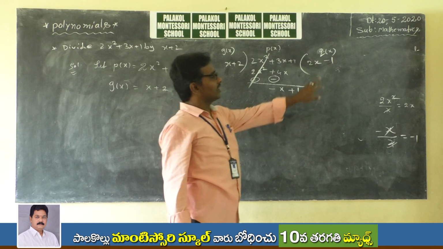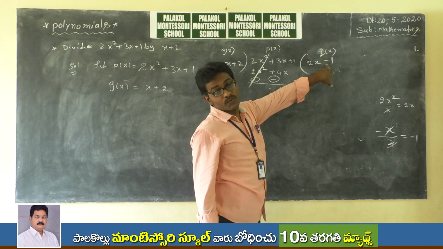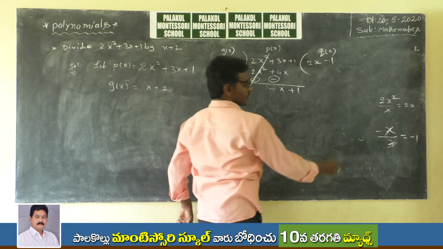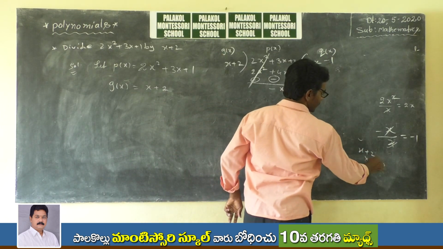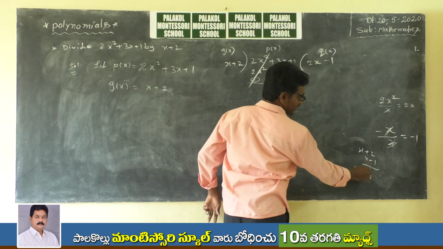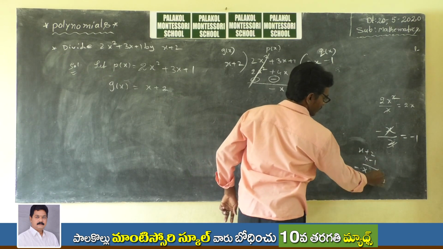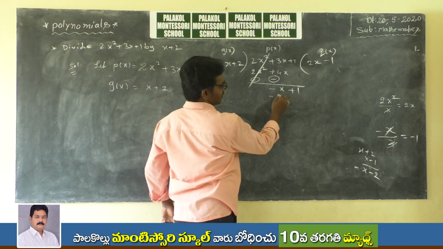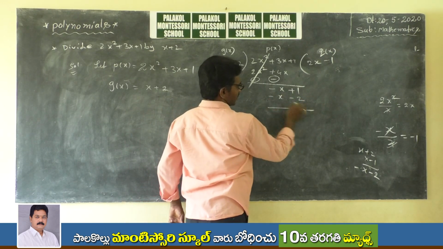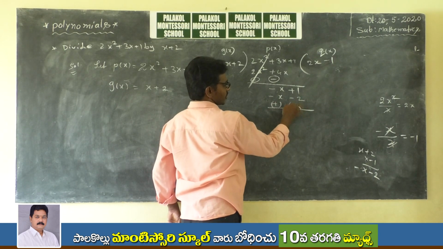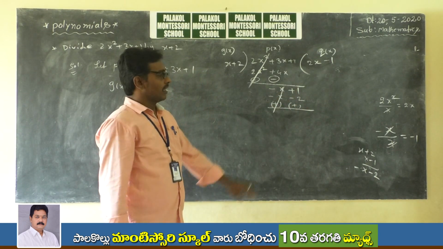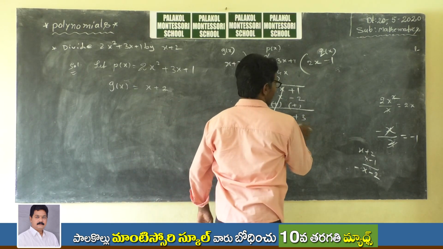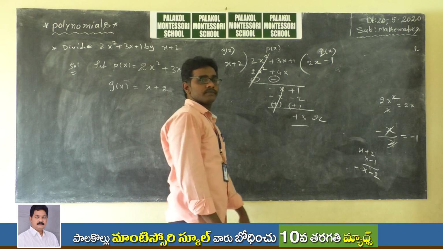Which term do you write here? The new one, minus 1. That one is multiplied with x plus 2. So x plus 2 times minus 1 gives minus x minus 2. Write that here. The symbols are changed, and these two are cancelled. This is plus 1, this is plus 2. Add, plus 3. Plus 3 is the remainder.